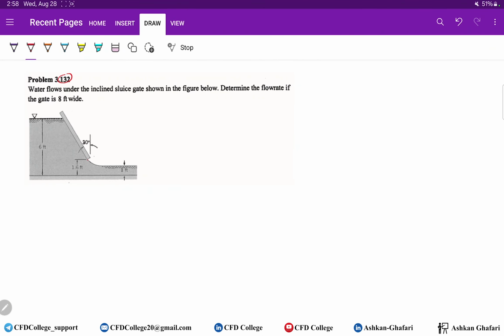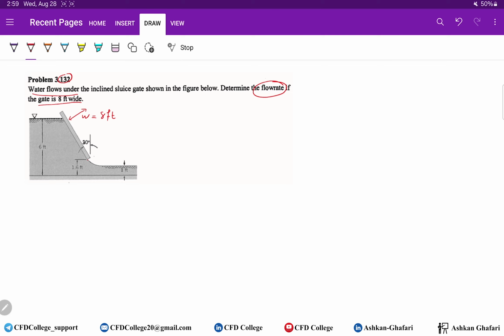Problem number 132. Here we have a gate. It's open and water flows under it. The depth of the water is 6 feet, and here at the exit the depth is 1 foot. We know the angle of the gate, and we know that the gate is 8 feet wide. So in the third dimension we have the width of 8 feet, and we want to find the flow rate.